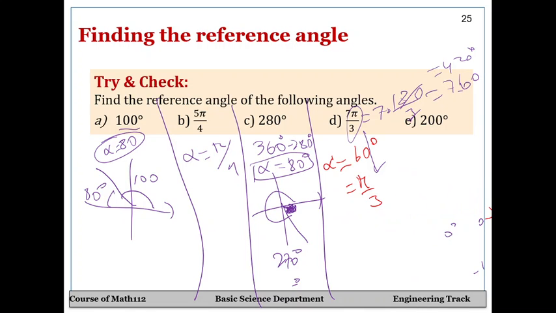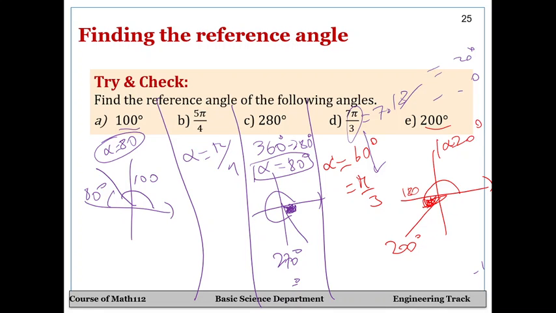If you don't have the formula for an angle, you can directly say it's the acute angle between the terminal side and the x-axis. So 200 is where it has to be, something like this. What is this angle? It will be 200 minus 180, so this angle will be 20 degrees. So the reference angle is 20 degrees.